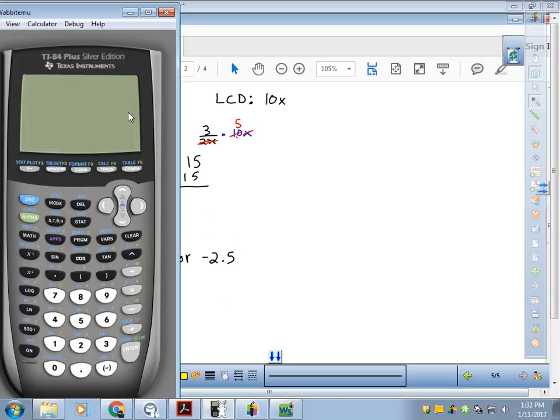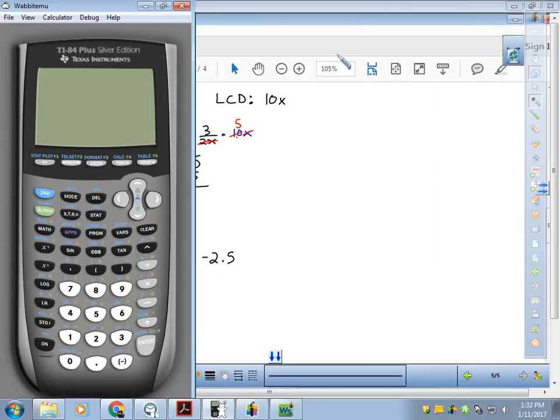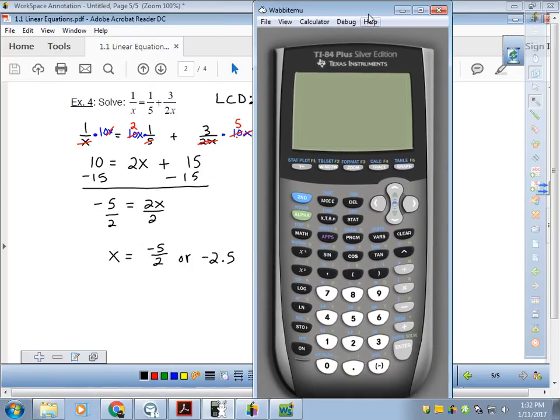We do still want to check the validity of it, though. So I got my calculator over here. On the left-hand side, I have 1 divided by negative 5 halves. Now, you might notice I put the negative 5 halves in parentheses. That's to make sure that that division happens first before it divides the 1. Okay. So when we do that, we get negative 0.4.